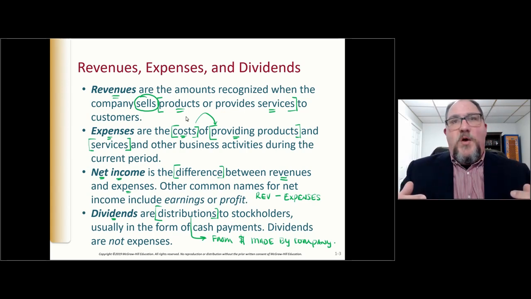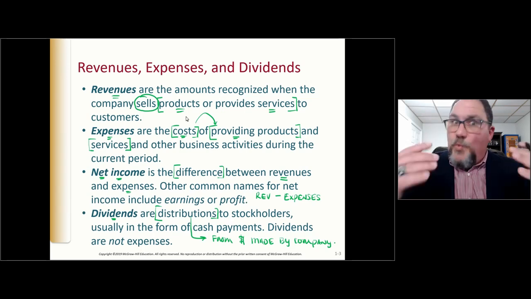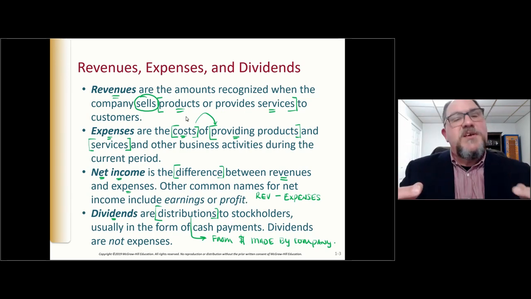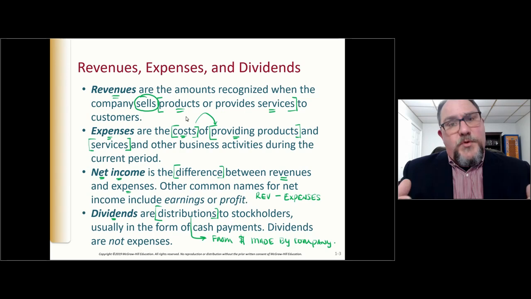So if we go back to Walmart, you go in and you buy a pair of jeans at Walmart, you pay $30, right? Well, whatever those jeans cost Walmart, that's one of the expenses, among others, the lighting, everything else. So expenses are what things cost you that you're going to sell. If it's a restaurant, it's the cost of the food.